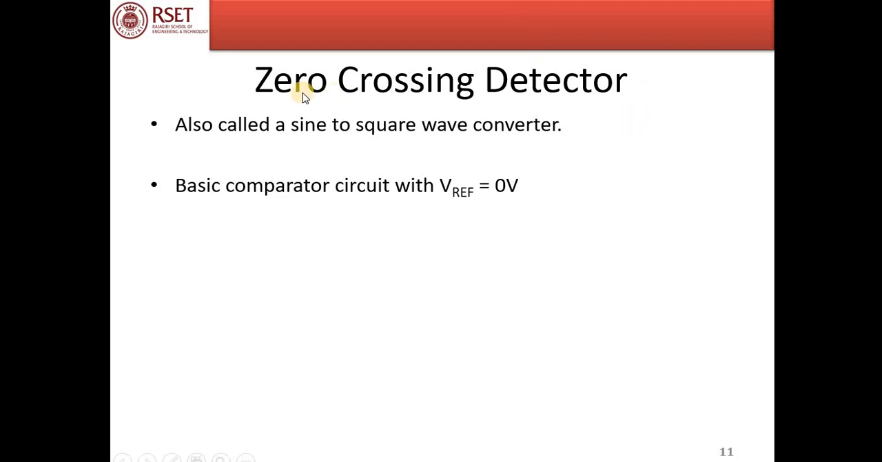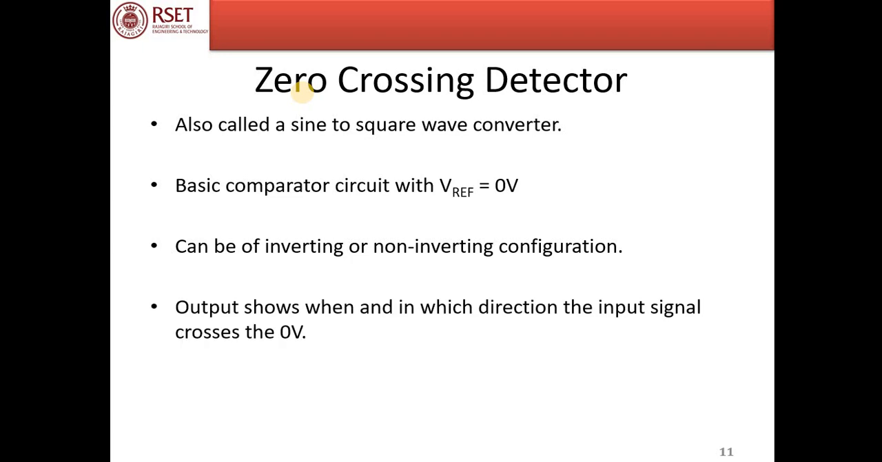So a zero crossing detector is a basic comparator circuit. The only difference is that the reference voltage is 0 volt. That is, we will not be giving any voltage for reference. Again, as in the case of a basic comparator circuit, the zero crossing detector can be of inverting or non-inverting configuration. As I said, the output of a zero crossing detector shows when and in which direction the input signal crosses the 0 volt value.